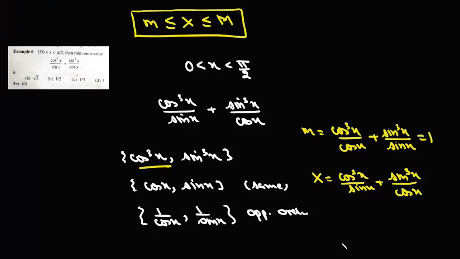Now this is 1, and we know that this X is always greater than or equal to small m. So from here we can say this cos cube x upon sin x plus sin cube x upon cos x is always greater than or equal to 1. So its minimum value is 1, and that's your option D.